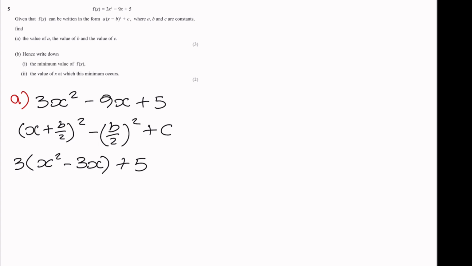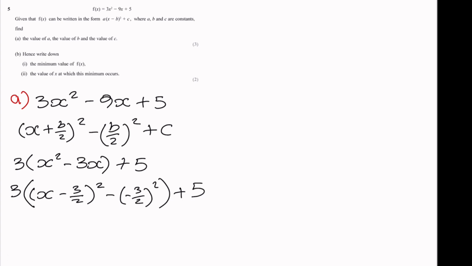So now we just need to complete the square for this bracket here. So it's going to be 3, open a big bracket because it's 3 times whatever we get, and now we're going to use this formula for completing the square. So x plus b over 2, well, b is a negative, so it's minus 3 over 2 all squared minus, put this bit in a bracket, b over 2, which again is minus 3 over 2 all squared, close that bracket, plus c on the end, so plus 5.